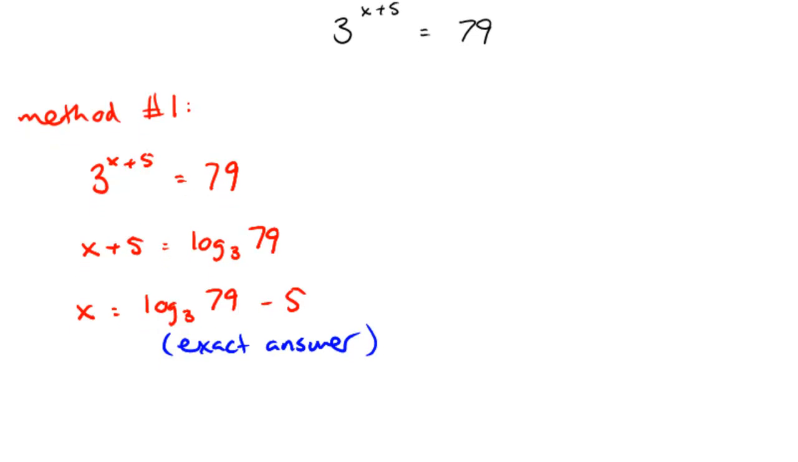Scrolling down just a little bit. In order to be able to type this into your calculator, you would then need to use the base change formula and write it as either log or ln. So I'm going to just choose log for no particular reason, over log of 3 minus 5, which, by the way, is also an exact answer.